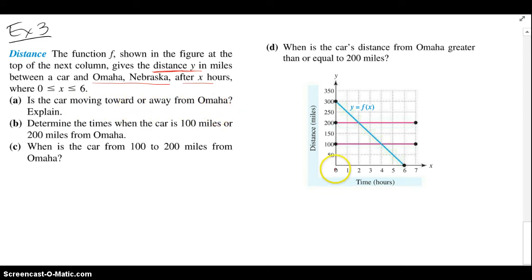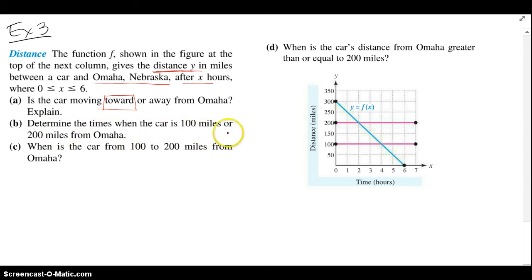Well, let's see. Initially, the car is 300 miles away from Omaha, and then let's look at 2 hours later, it's now 200 miles from Omaha. Then 3 hours later, it's 150 away from Omaha. 4 hours later, it's 100 miles from Omaha. So it looks like since the distance is decreasing, it's actually going towards Omaha. So we say it's going towards Omaha because as time goes by, the distance gets less and less.